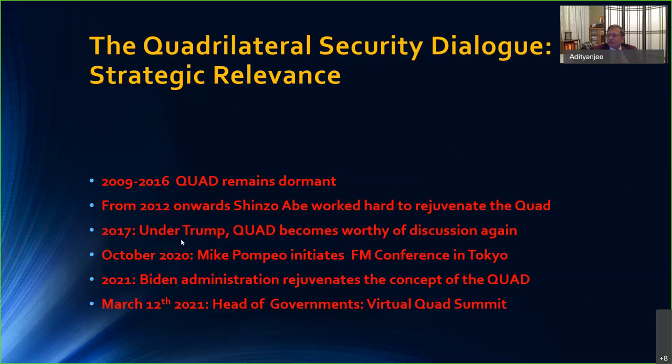So from 2007, there were working group meetings, meetings of officials. And finally, in October 2020, there was a foreign ministers' meeting in Tokyo in Japan, in which Mike Pompeo, the then Secretary of State, took great interest. Even then, there were a lot of differences amongst the Quad members. No joint declaration was made. Each country gave its own declaration after the foreign ministers' meeting.